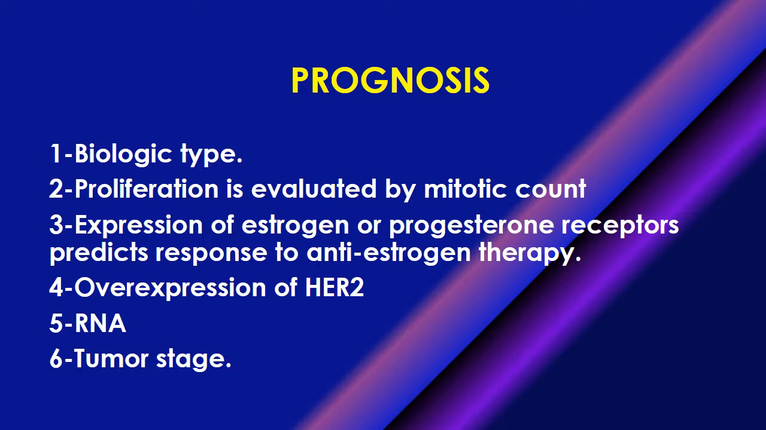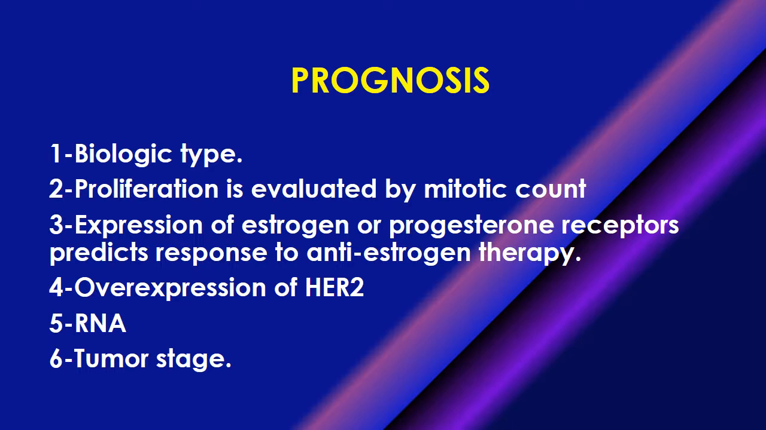Prognosis of breast cancer. The clinical outcome for a woman with breast cancer can be predicted based on the molecular and morphological features of the cancer and its stage at the time of diagnosis. Factors that influence outcome include the following. First is biological type. Second is proliferation, which is the mean mitotic count. Third is expression of estrogen or progesterone receptor, which predicts response to anti-estrogen therapy.